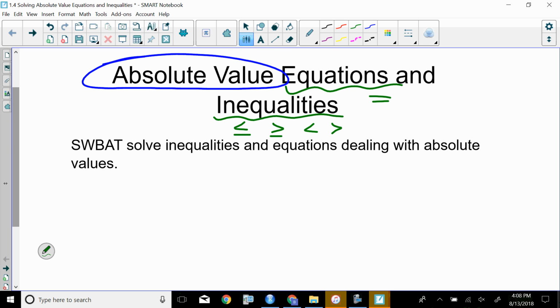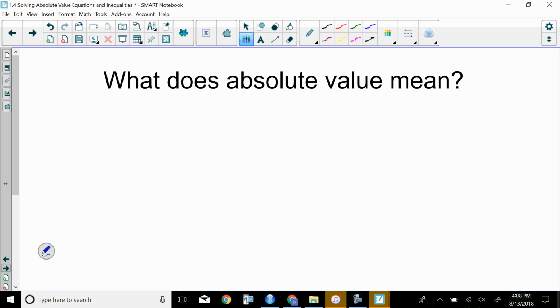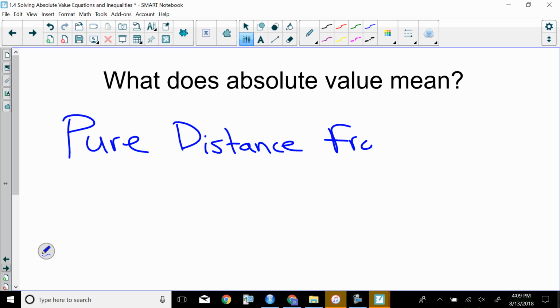A big key here is understanding and being able to identify what it means to be an absolute value. What does it mean to be an absolute value? Well, here's the thing with absolute value. It is the pure distance from zero. It does not have a direction.